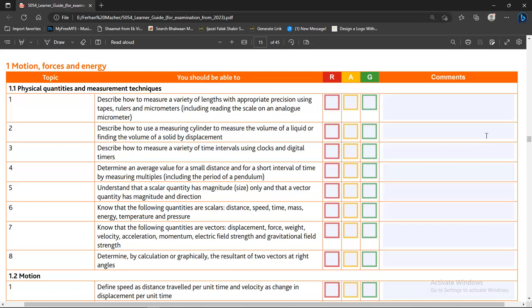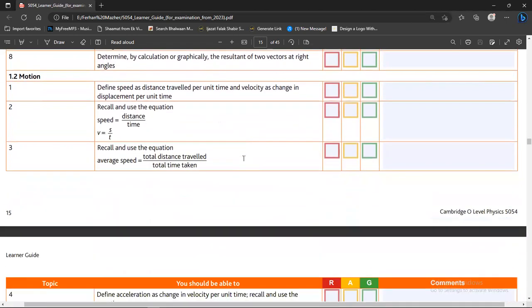Understand that a scalar quantity has magnitude, which is size, only, and that a vector quantity has magnitude and direction. Know that the following quantities are scalars: distance, speed, time, mass, energy, temperature, and pressure. Know that the following quantities are vectors: displacement, force, weight, velocity, acceleration, momentum, electric field strength, and gravitational field strength. Determine by calculation or graphically the resultant of two vectors at right angles.